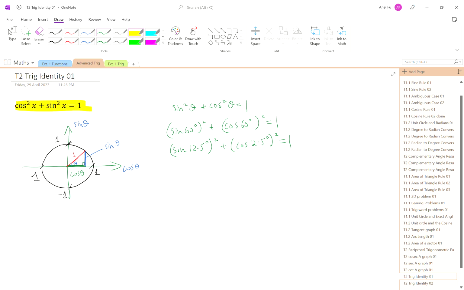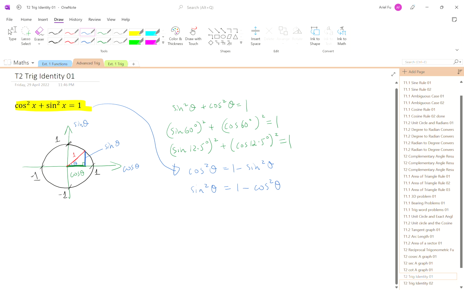Now I can take this identity and rearrange it, and I will get cosine squared of theta equals 1 minus sine squared of theta, and sine squared of theta equals 1 minus cosine squared of theta. Now why do we want to do that? Because sometimes in trigonometry questions you will be asked to rearrange or simplify a question, and sometimes you want to change sine into cosine and vice versa, so sines and cosines will cancel out.